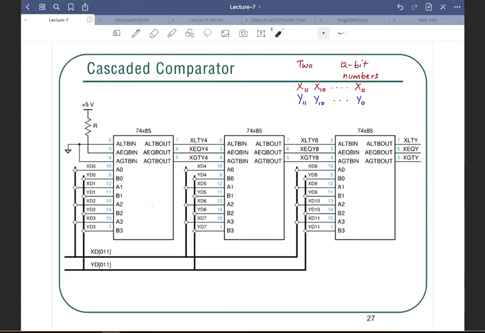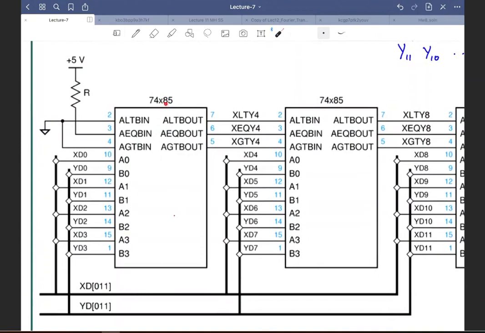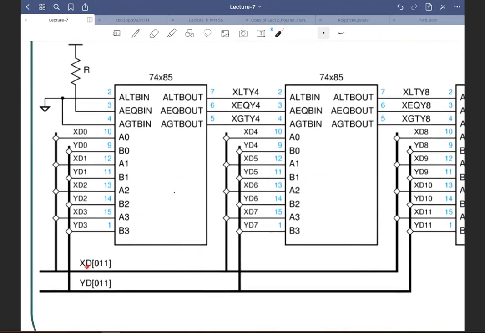Now notice what happens here. Here is your X, which is a 12-bit vector, bits 0 to 11, and Y, the other number, which is also a 12-bit vector. You're taking certain bits of those two numbers. So for example, here you have the four least significant bits of the two numbers.